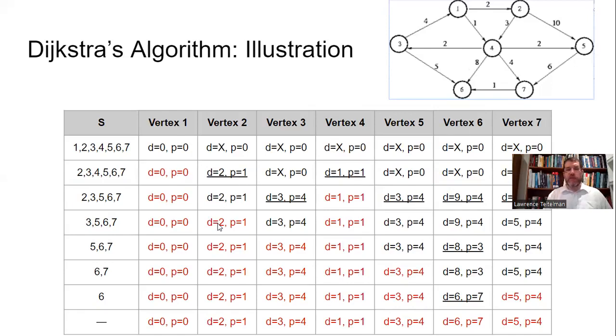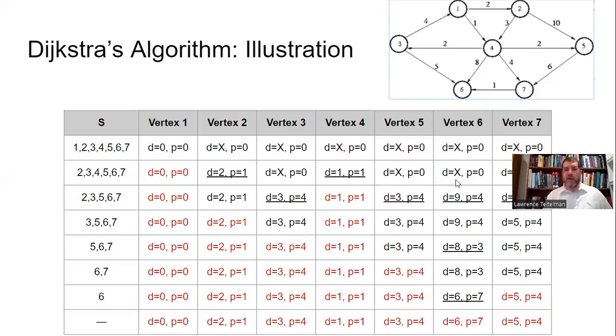How do I pick that this one's red? I look at all the distances that are remaining. 2, 3, I ignore the red ones. 3, 9, 5. The smallest is obviously 2. This one gets chosen. Nothing got updated here. And the next one, I take the one that's smallest. The next one that's smallest is 3. And this one got updated. Why did it get updated?